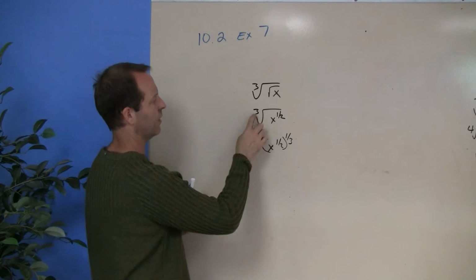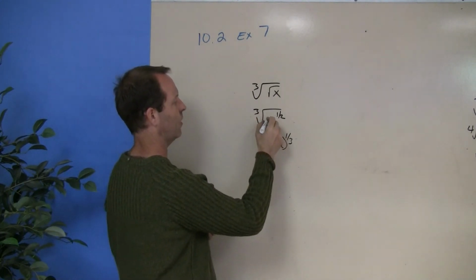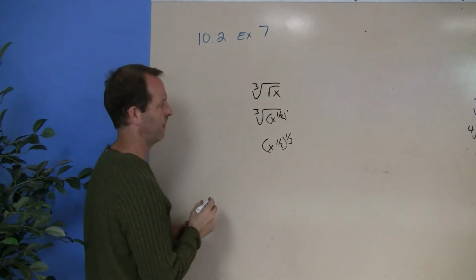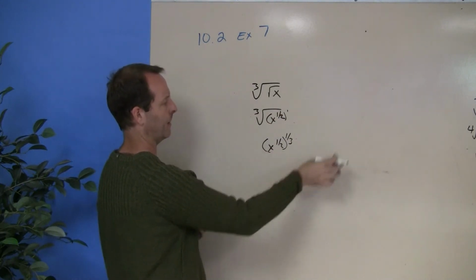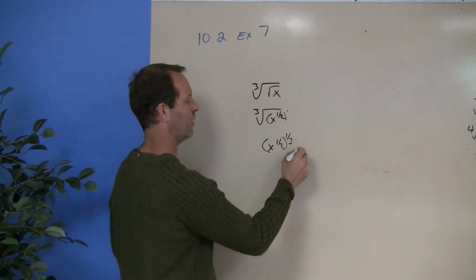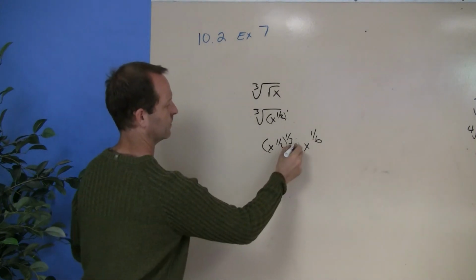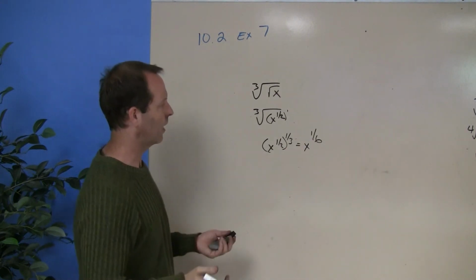This x to the 1/2 right here, the cube root of x to the 1/2, I was going down the right way because I really have in there a 1. So I take everything inside and raise it to the 1/3. So 1/2 times 1/3 equals x to the 1/6. And boom. There, I'm done.